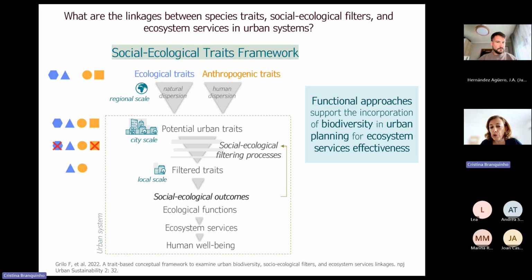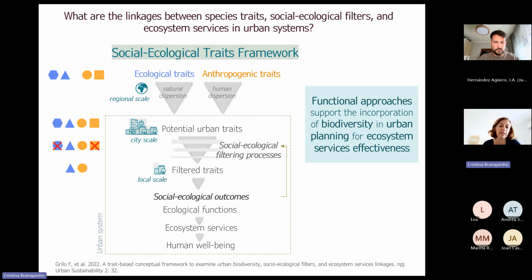And those are filtered, and that's what we want to understand. Those are filtered not only because of ecological reasons, so if they really are able to cope with drought or temperatures and so on, but they are also filtered by social drivers. So there's social filtering processes that we need to account for when we look at urban areas from an ecological perspective. So this was a little bit what she did.